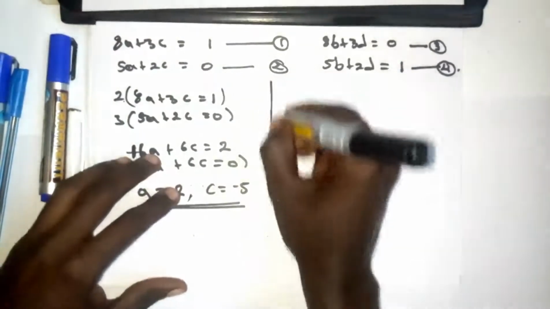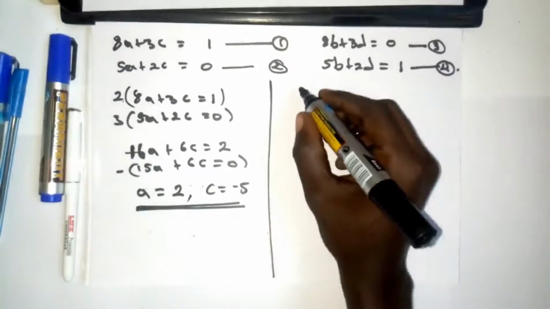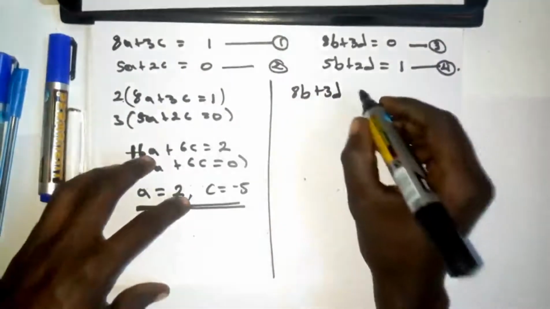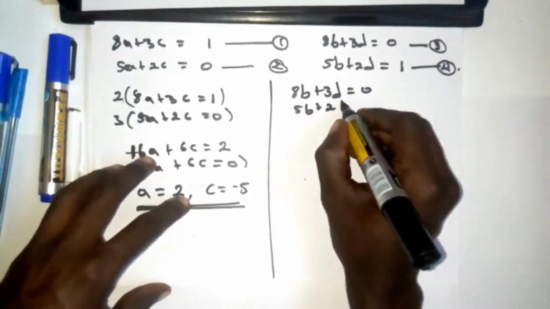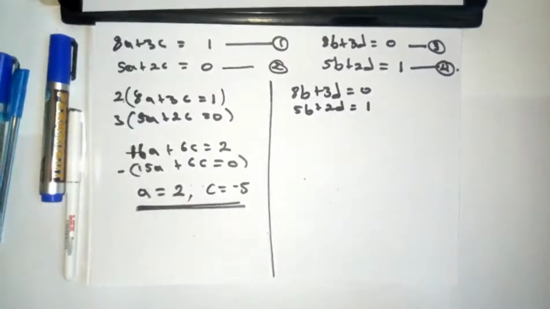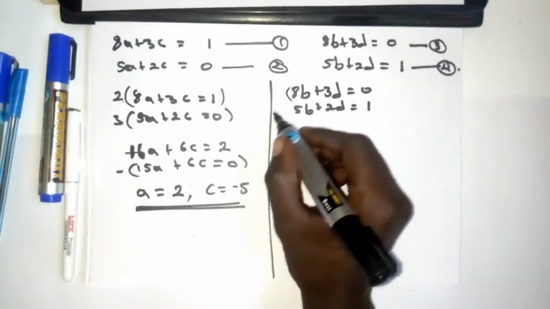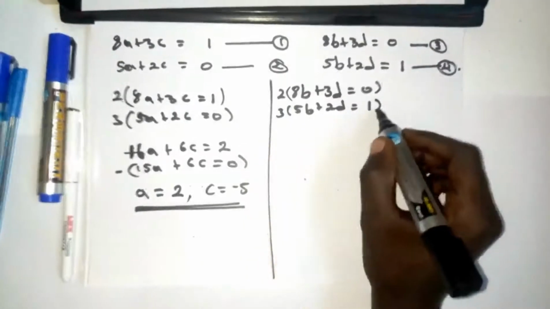Then let us solve the other equations also simultaneously. So if I'm to look at that, I'm going to have 8b plus 3d is equal to 0. 5b plus 2d is equal to 1. So I can also eliminate d here. That is the easiest. I multiply this equation by 2. I multiply this equation by 3.